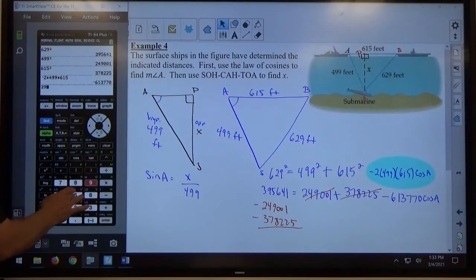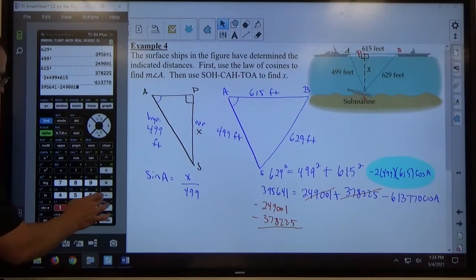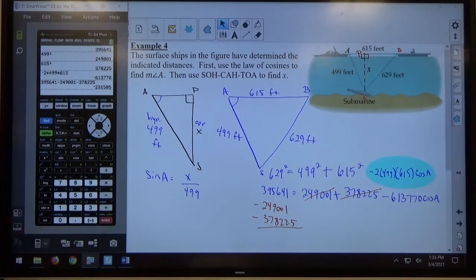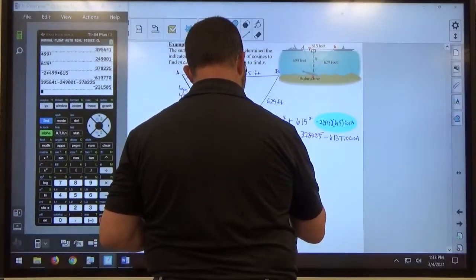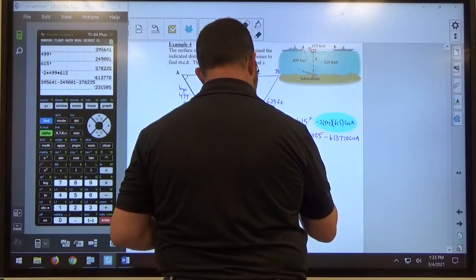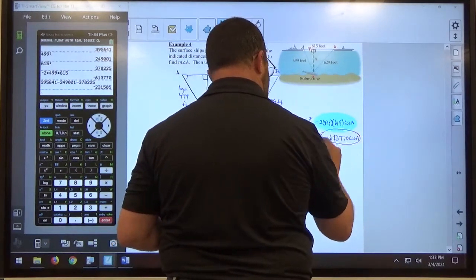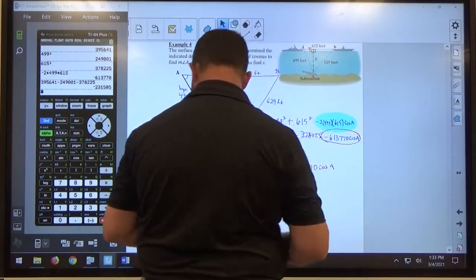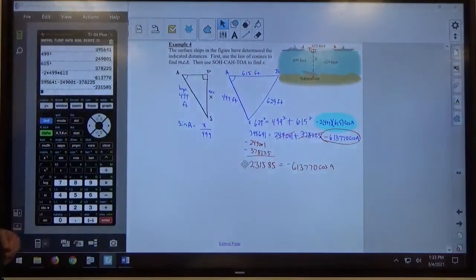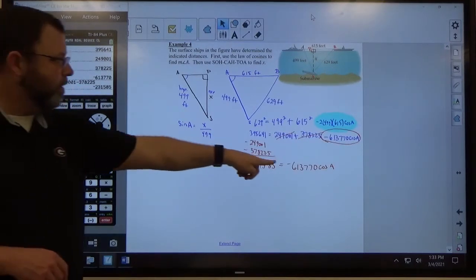So 395,641 minus 249,001 minus 378,225 comes out to negative 231,585. And that's going to equal this piece all by itself, negative 613,770 cosine of A. Notice both sides have negatives on them, right? The left side's negative because the subtraction created a negative. The right side's negative because it was negative.